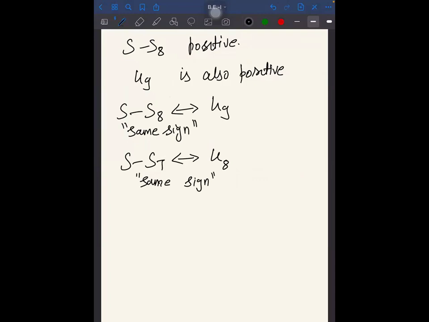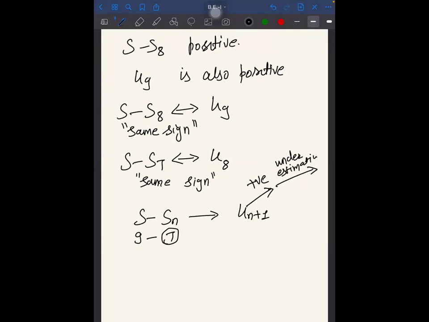So the difference of s and sn, the sign of s minus sn, can be estimated by un plus 1. If your un plus 1 is positive, then is it underestimating or overestimating? See, if your un plus 1 is positive, that means s is bigger and sn is smaller. So sn is lesser, which means it is not reaching the complete sum. That means it is underestimating.